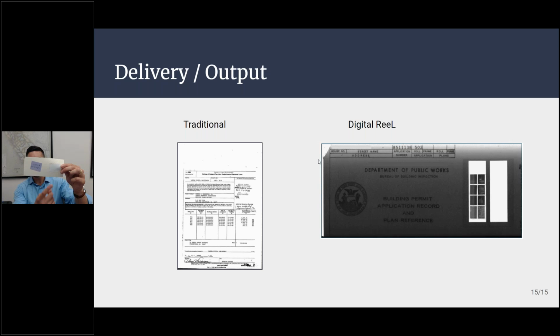Something else, here's just an interesting example. This is the one that has no microfilm image, but there's a sticky on it. If you're doing the traditional method, this is what you get. That's it. But you wouldn't have this sticky note. If you had it in digital reel, we'd actually include that sticky note right there. You'd see, oh, there's a reason that's there.